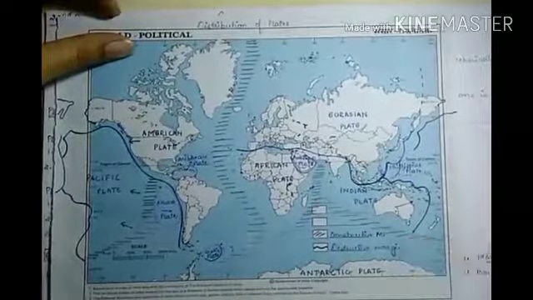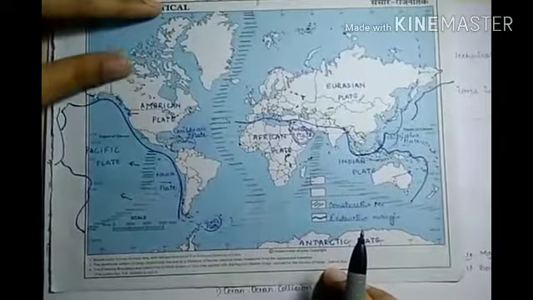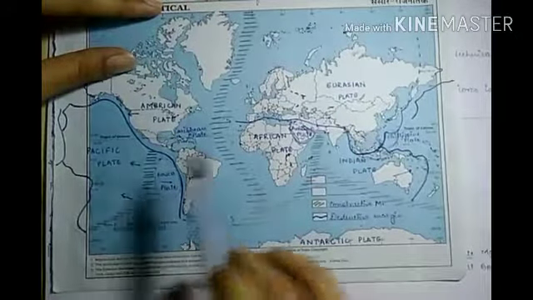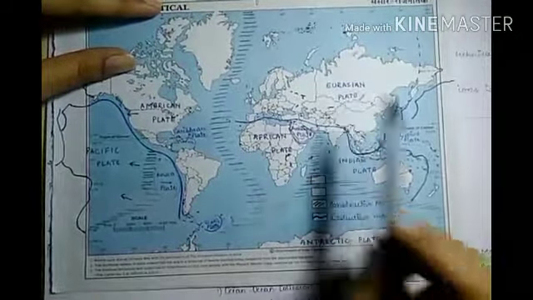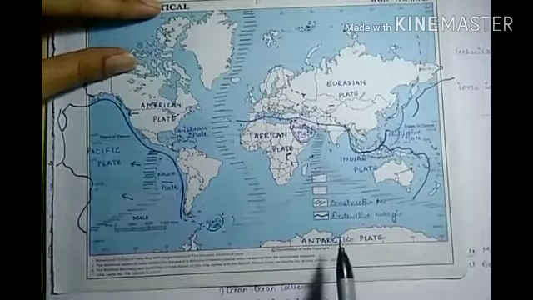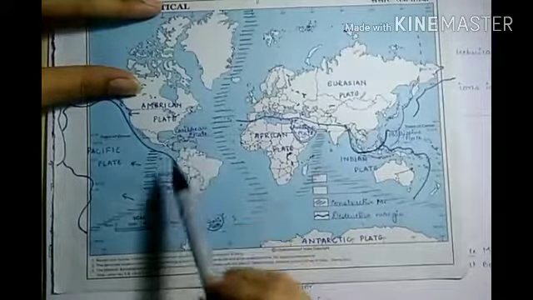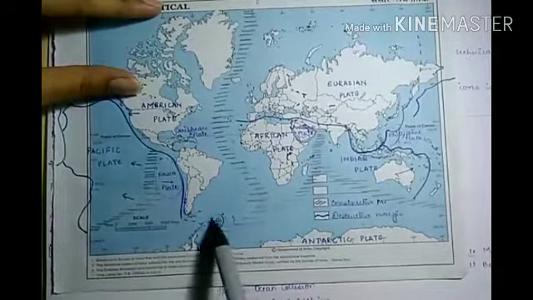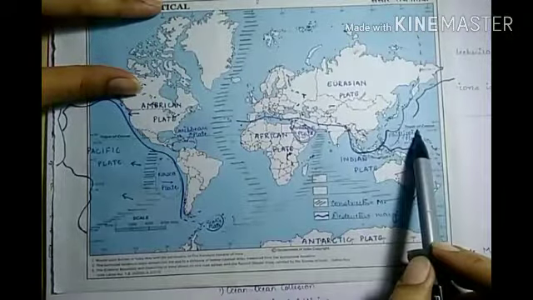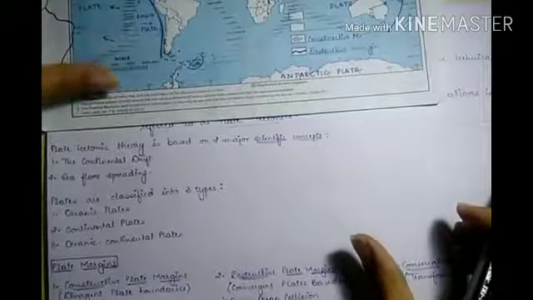So we have 6 major plates and 5 minor plates. The 6 major plates are American plate, Pacific plate, African plate, Eurasian plate, Indian plate, and Antarctic plate. Okay, and the five minor plates are Caribbean plate, Nazca plate, Scotia plate, Arabian plate, and Philippines plate. So these were our plates.